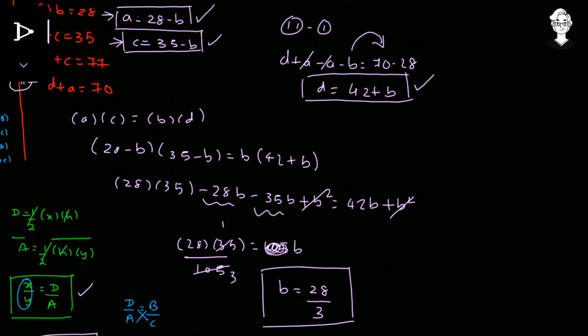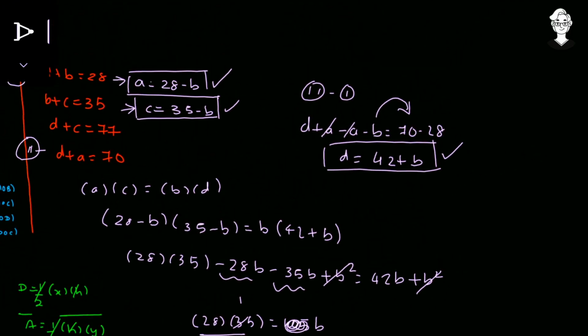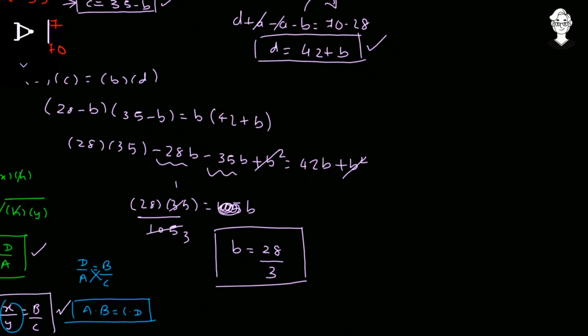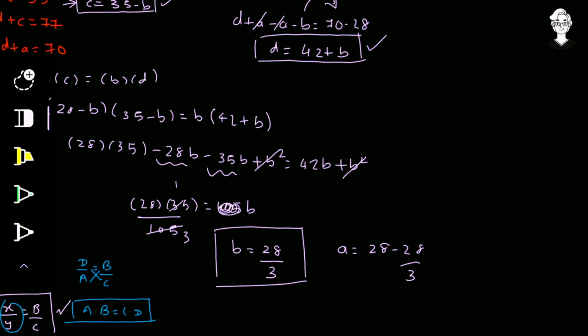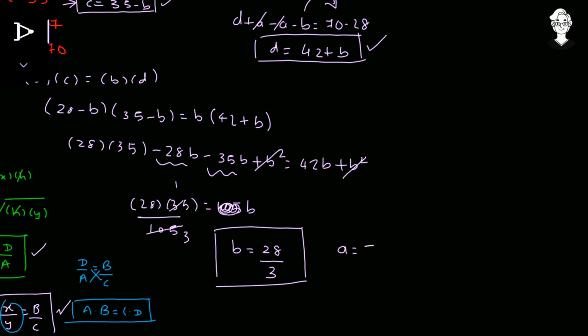Now as we have solved for the value of B, I can put that B in this A to get the value of A. So I have that A is equal to 28 minus 28 upon 3. So when I take the LCM and do the things, it becomes 3 into 28 minus single times 28. So it becomes 2 times 28, that is equal to 56. So 56 upon 3 is the value of A.